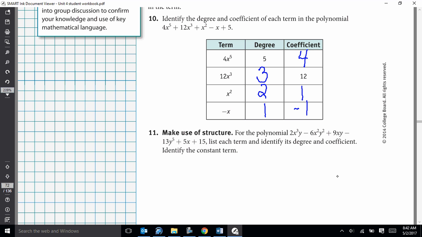So this, we're looking at the number above it. That's the power. So remember, a polynomial is the sum of different terms. And so with this, I'm adding a negative 1x.